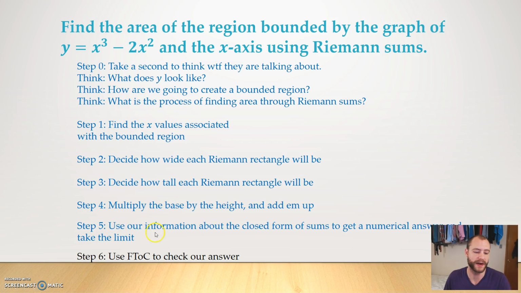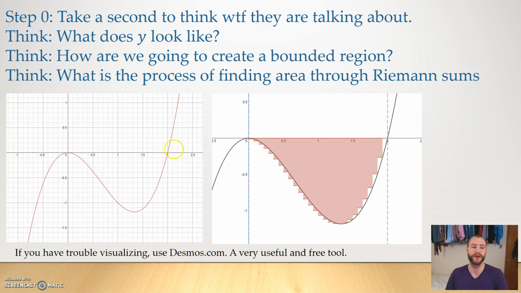Step 5, use our information about the closed form of sums to get a numerical answer and take the limit. That seems fair. Step 6, use the fundamental theorem of calculus to check our answer. The fundamental theorem of calculus is very smooth, very quick, so we can just do a quick check at the end. Just make sure we're on the right track.